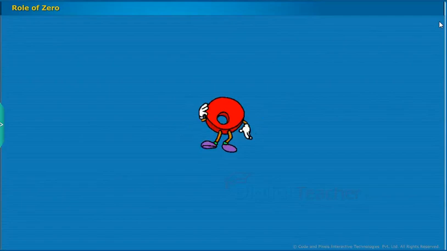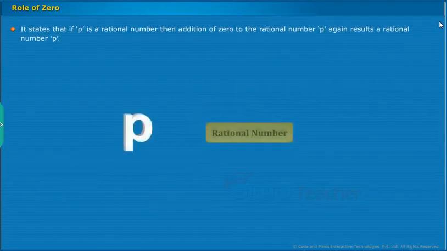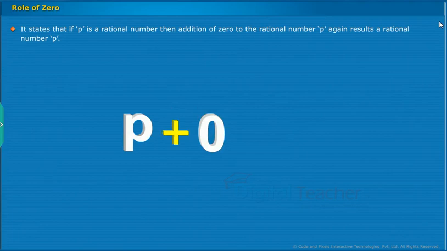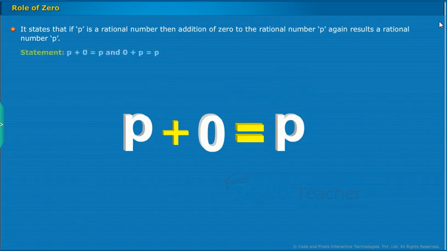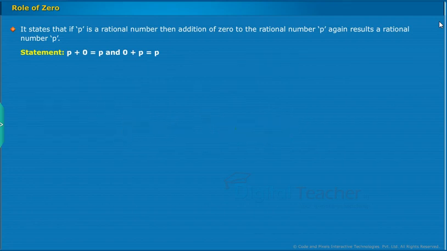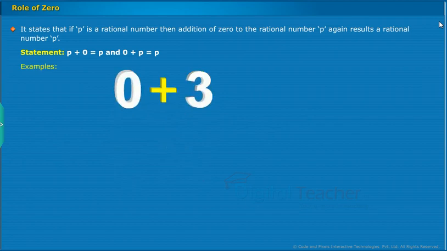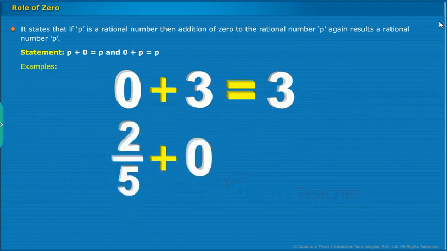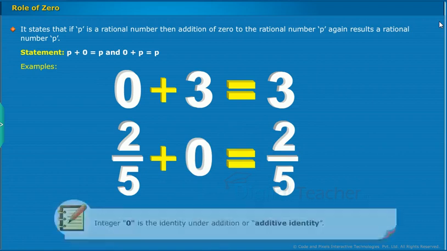Role of 0. It states that if p is a rational number, then addition of 0 to the rational number p again results in the rational number p. Statement: p plus 0 is equal to p and 0 plus p is equal to p. For example, when we add 0 and 3, we obtain 3 as the result. And also when we add 2/5 and 0, we again get the number 2/5. Note: integer 0 is the identity under addition, or additive identity.